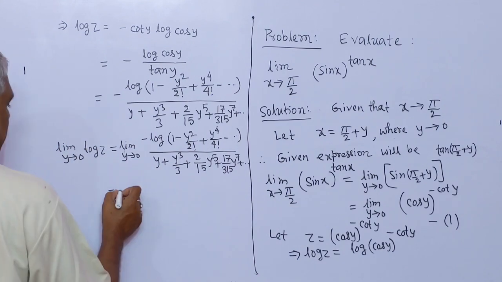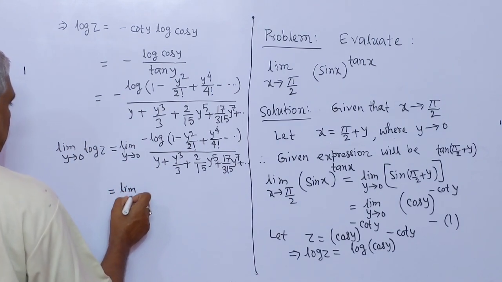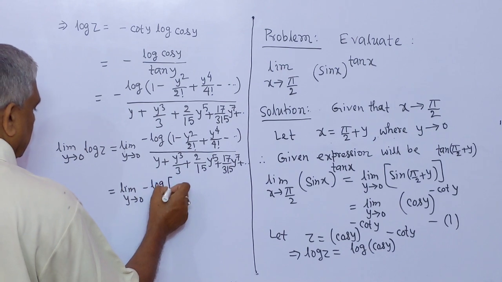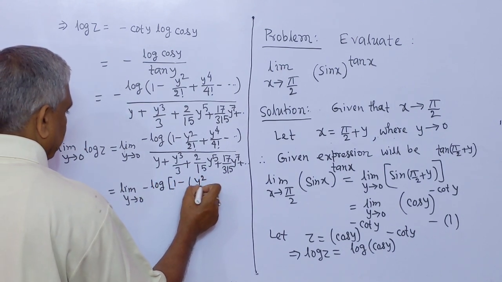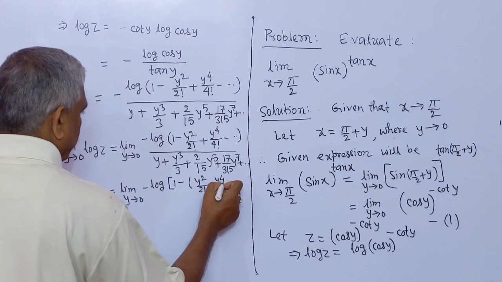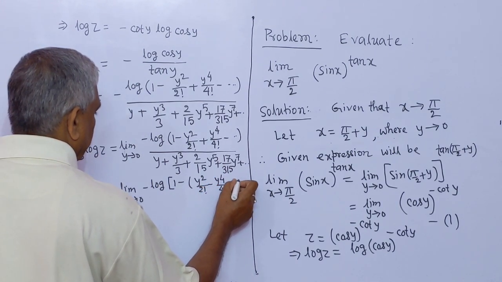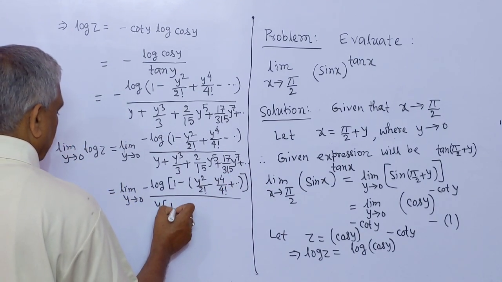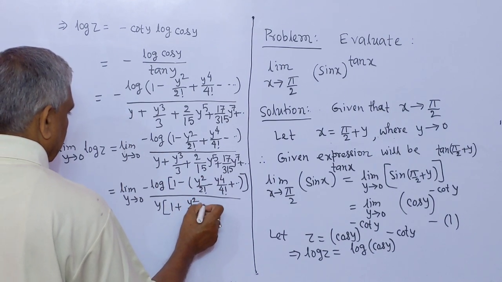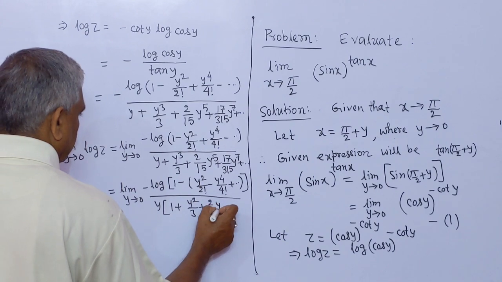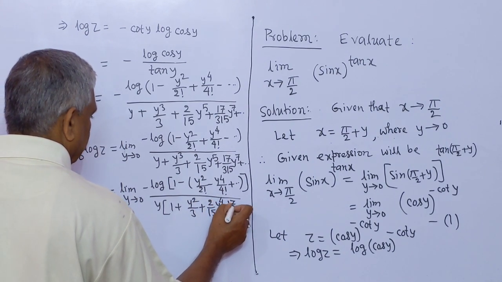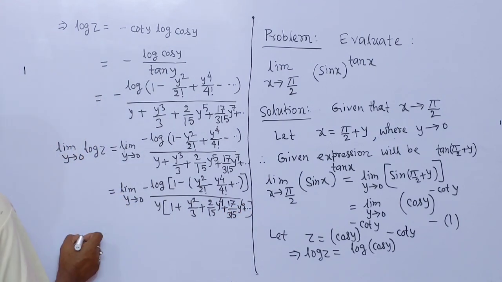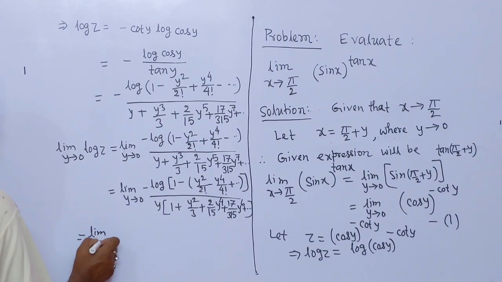We may write this as the limit as y tends to 0 of minus log of (1 minus (y square by factorial 2 minus y to the power 4 by factorial 4 plus and so on)) by, taking y common here, y times (1 plus y square by 3 plus 2 by 15 y to the power 4 plus 17 by 315 y to the power 6 plus and so on). This equals the limit as y tends to 0.